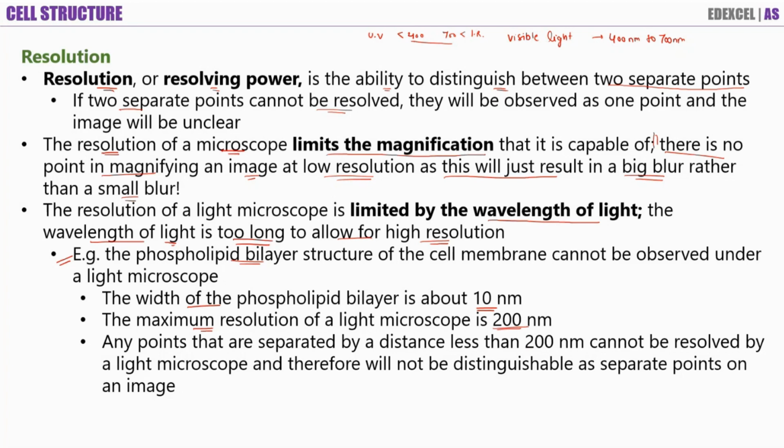No. You cannot see anything smaller than 200 nanometer with the help of light microscope, right? You may be able to see just a line, but you cannot study that thing. So any points that are separated by a distance less than 200 nanometer cannot be resolved by a light microscope. Is the electron microscope resolution 0.5 or 5? 0.5, dear. Okay, done.